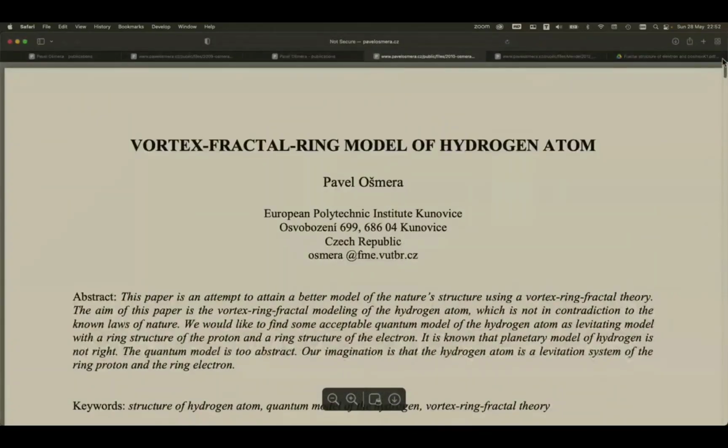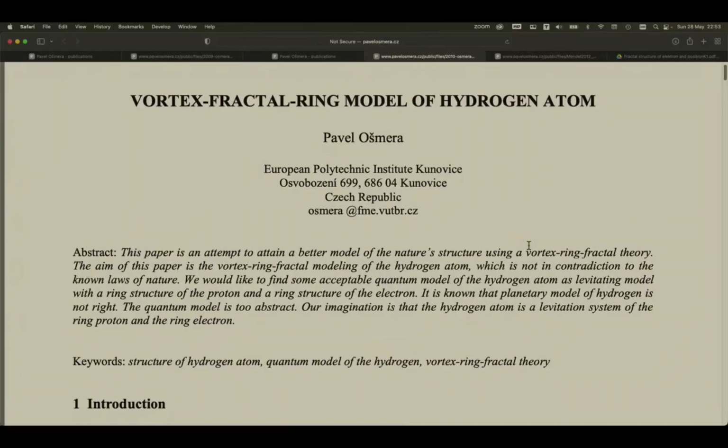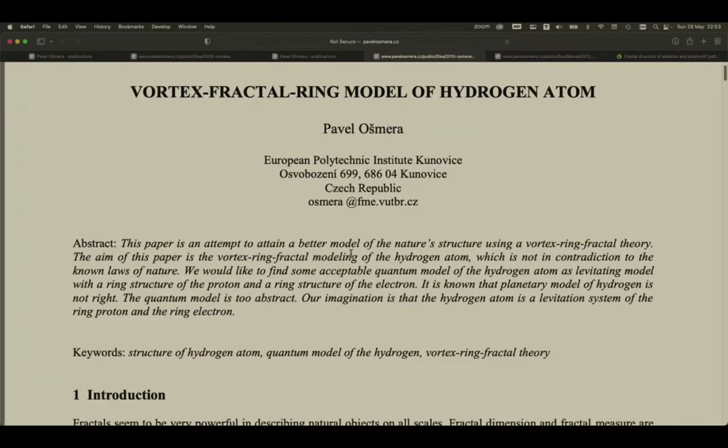This one's got a little bit more graphics here. This is the vortex fractal ring model of the hydrogen atom. This paper is an attempt to attain a better model of nature's structure using vortex ring fractal theory. The aim of this paper is the vortex ring fractal modeling of the hydrogen atom, which is not in contradiction to the known laws of nature. We'd like to find some acceptable quantum model of the hydrogen atom as a levitating model with a ring structure of the proton and ring structure of the electron.